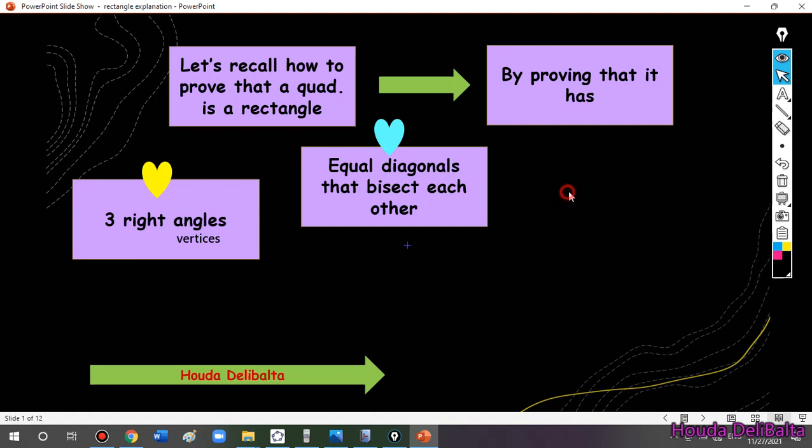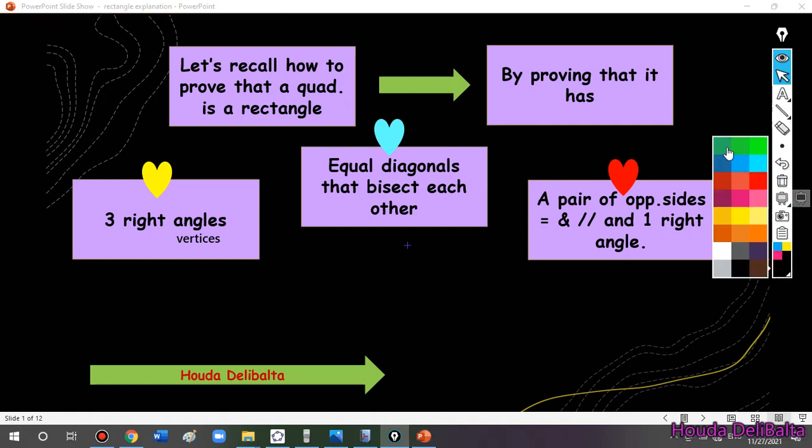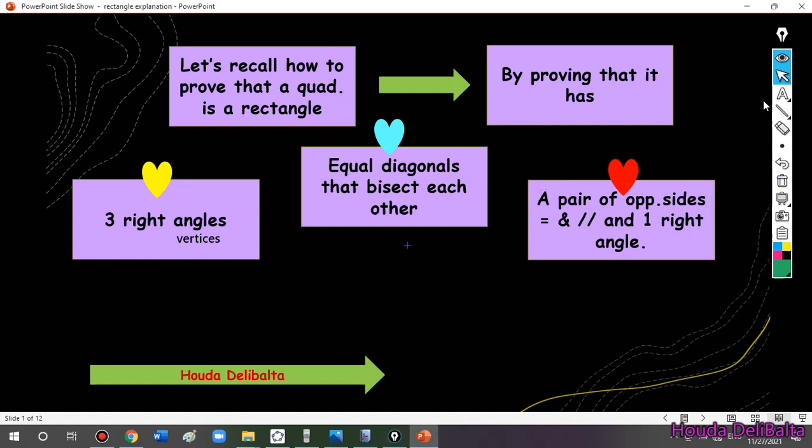That's according to diagonals. If we need to use sides, we can choose a pair of opposite sides. For example, I can choose those opposite sides, that one and that one. That's a pair of opposite sides. I can prove them equal and parallel and one right angle. Definitely we always need to prove a right angle or a right vertex. Okay, that's according to a pair of opposite sides. So I can choose either these two or these two.